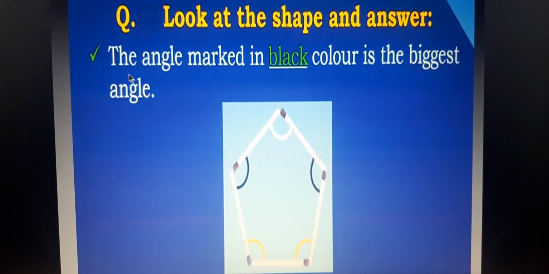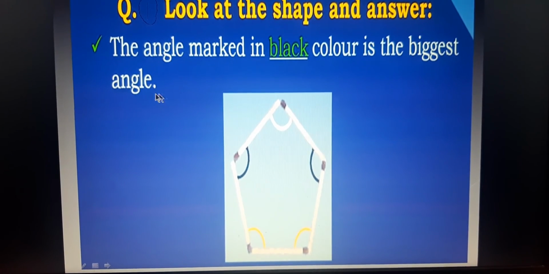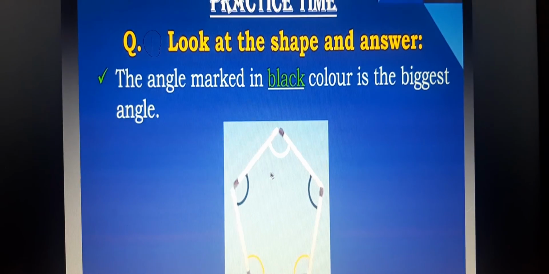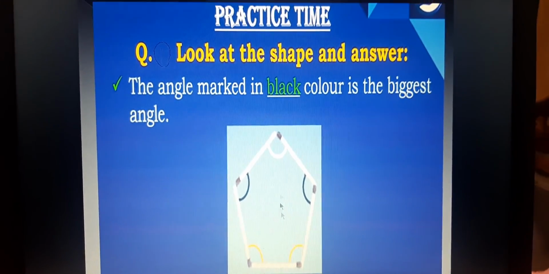So here the first one: look at the shape and answer. The angle marked in a dark color is the biggest angle, meaning which angle is biggest in the given figure. You can see here this is smaller, this is smaller, this is smaller, right? White color and yellow color.